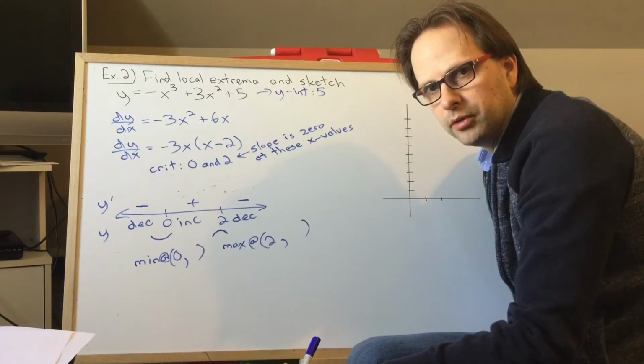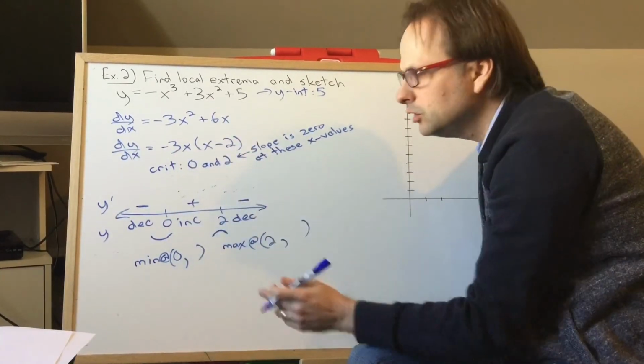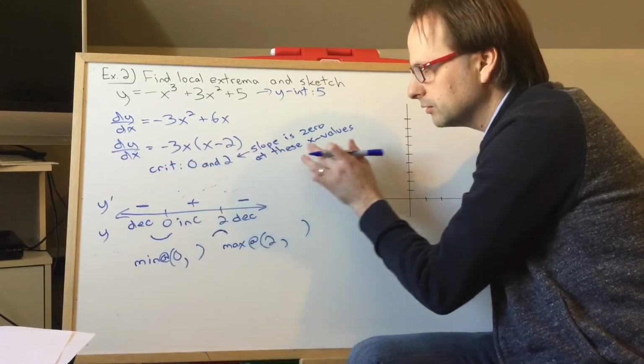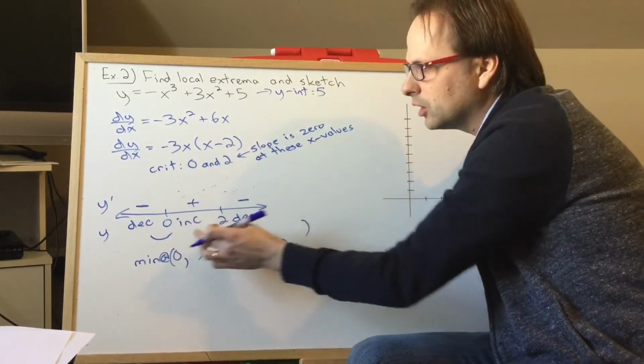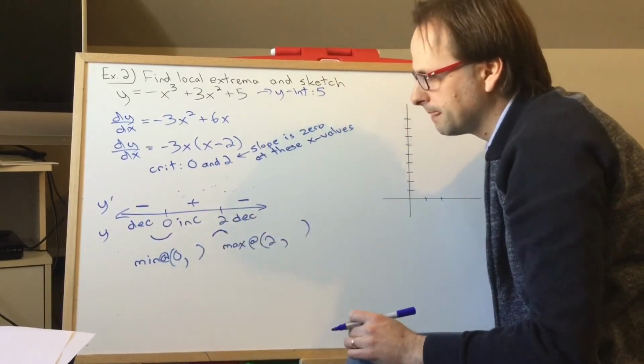Before we go any further, notice that we didn't sub 0 into this, because we knew what would happen if we put 0 into this. It'll give us a slope of 0. We care about what happens on either side of these critical values.